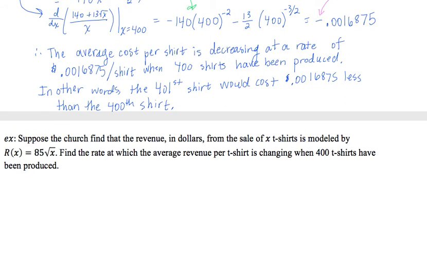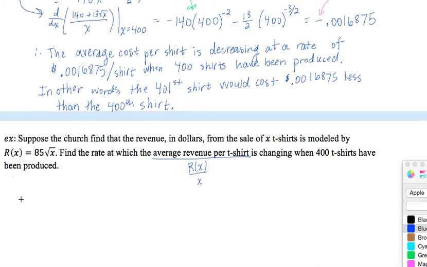Okay, now suppose that the church finds that the revenue in dollars from the sale of x t-shirts is modeled by this function, revenue R of x equals 85 times the square root of x. So we're going to find the rate at which the average revenue per t-shirt is changing also when 400 shirts have been produced. The average revenue per t-shirt is given by capital R of x over x. So we want to find the rate at which that is changing.